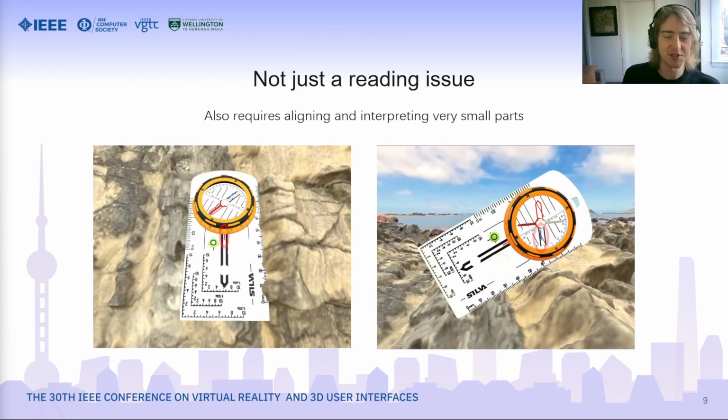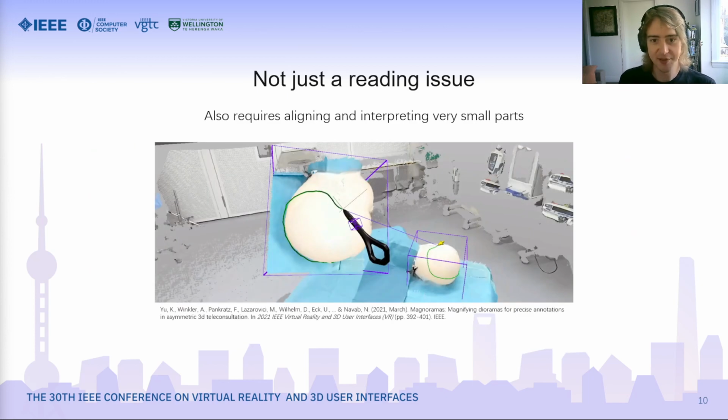And it's also not just a reading issue, it's also trying to align those components in the first place. So these are all quite small. Again, they're slightly bigger than what we're trying to read off, but it's still trying to align very small parts in very precise ways to get the right readings out of them. And as far as I know, that's not really something that's been looked at a lot in the past.